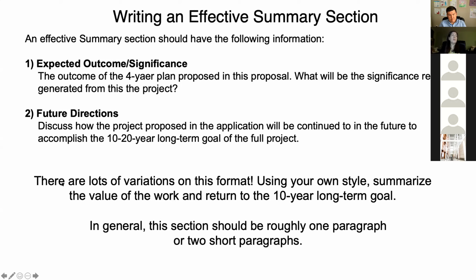Now, as I just said, there are no guidelines here from NIH, so there are lots of variations on this format. You really should use your own style to summarize the value of your work, to reiterate the 4-year goal of your proposal, and then return to that bigger 10 or 20-year long-term goal. Because this is just reminding your audience what your bigger goals are, this is a short section. I would usually keep it to maybe one paragraph or maybe two short paragraphs. Again, think about what would be appropriate for your proposal.